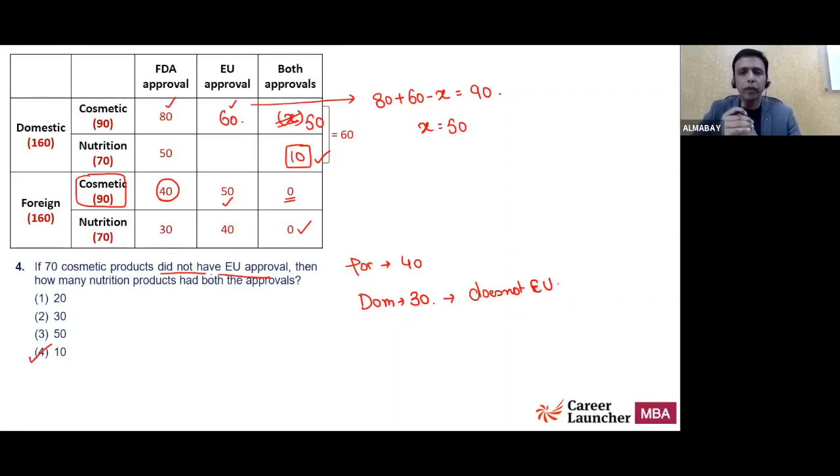So here it involved a bit of set theory. The foreign products which does not have EU approval would be 40. That means there will be 30 domestic cosmetic products which would not have EU approval. So out of 90, that means the remaining 60 had EU approval. So 80 plus 60 minus the one with both the approvals, I would have gone by that. This would have given me 50. That means there will be 10 nutrition products that would have both the approvals, taking this 60 under consideration.